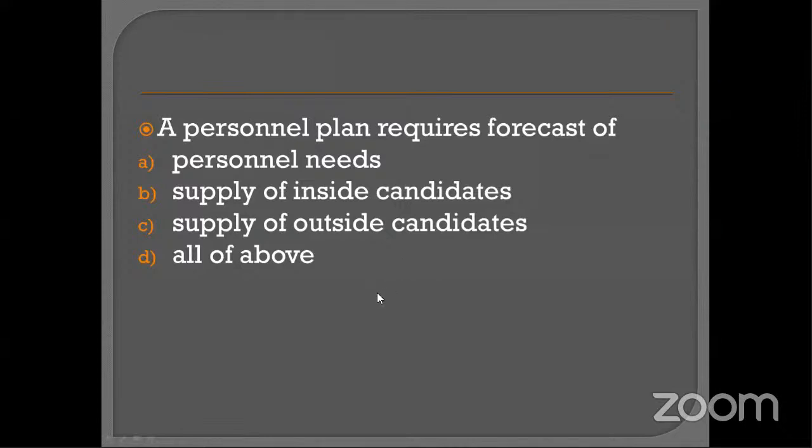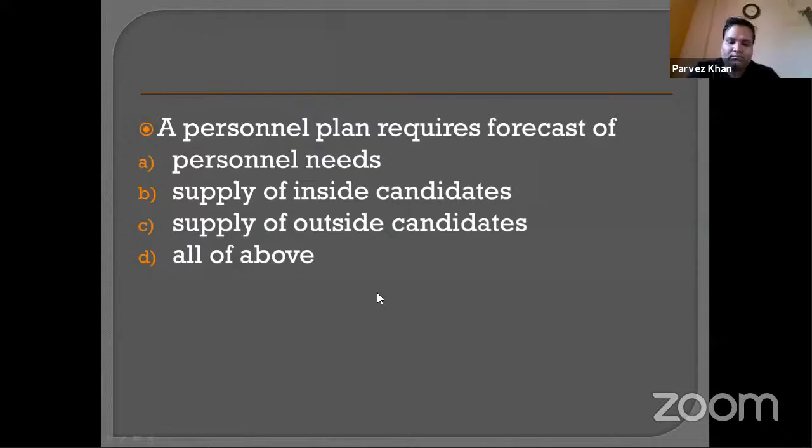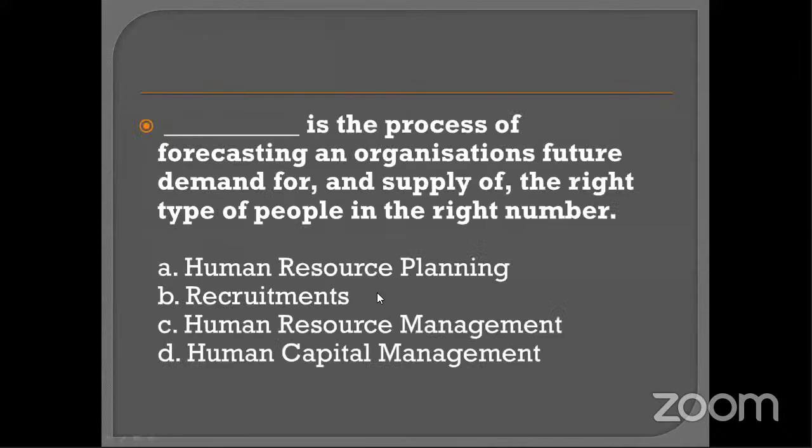Yes, I was asking this question. So the answer for this is D, all of the above. Yes. Okay. Thank you. All of the above, ma'am. Then, which is the process of forecasting an organization's future demand for and supply of the right type of people in the right number? Is it human resource planning, recruitment, human resource management, or human capital management? C, ma'am, HRM. Are you sure, sir? It's forecasting. B, madam. Recruitment, madam. Forecasting.